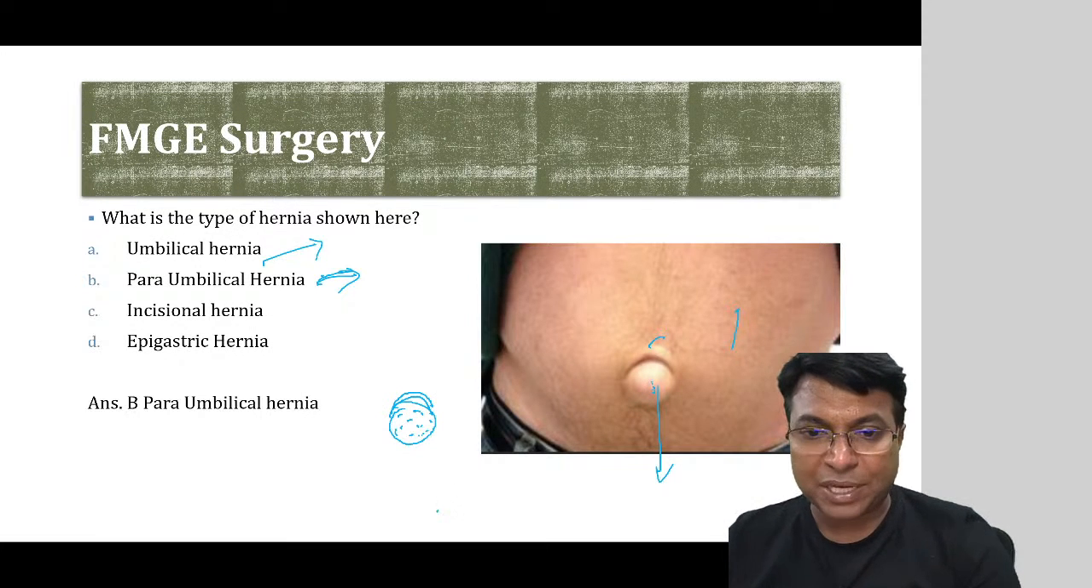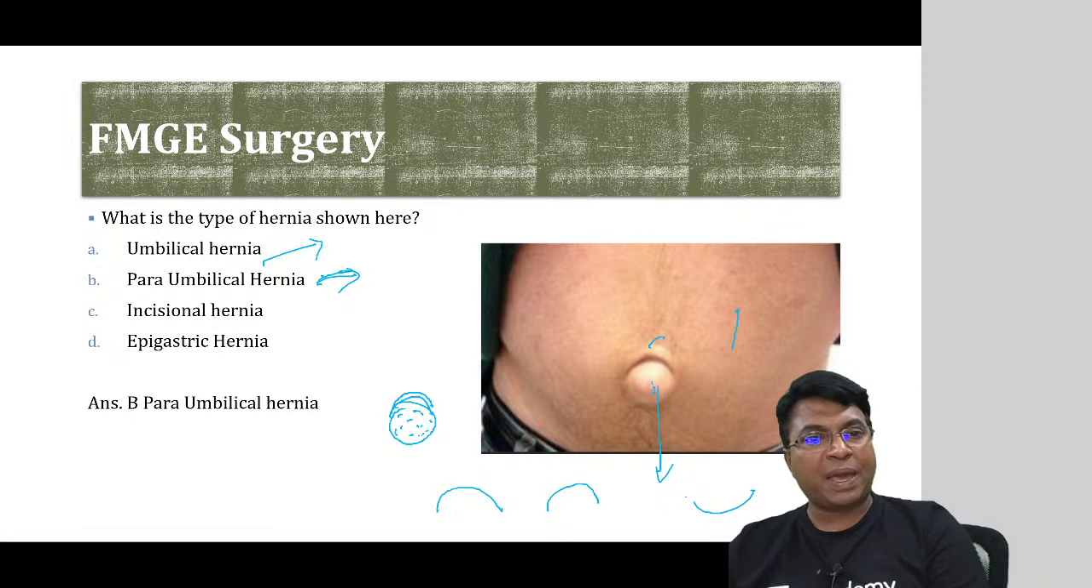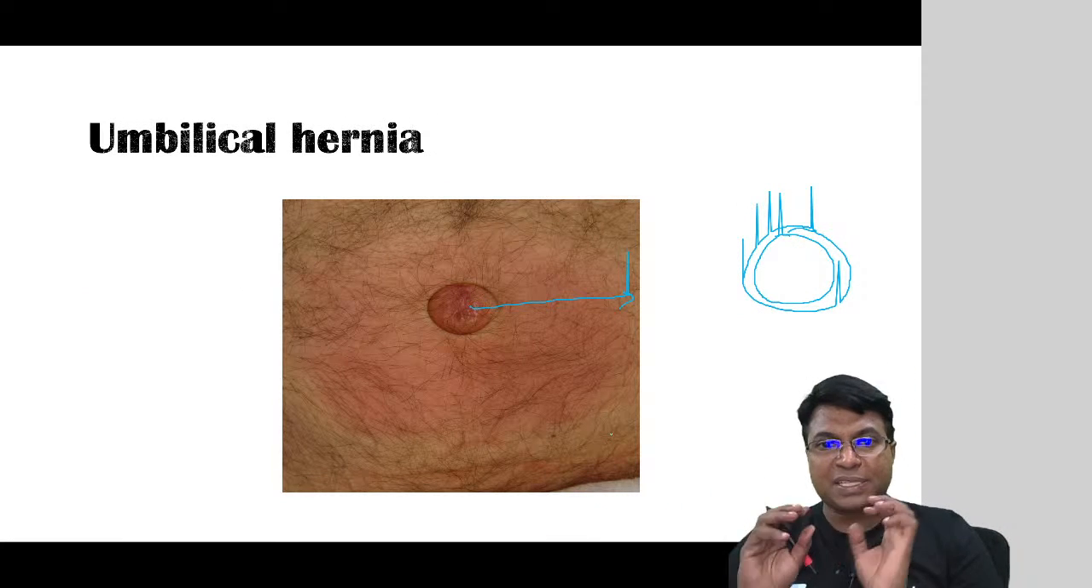In a paraumbilical hernia, you can see the smiling umbilicus, like this or like this. Okay, it is a paraumbilical hernia. In umbilical hernia, umbilicus itself will protrude out.